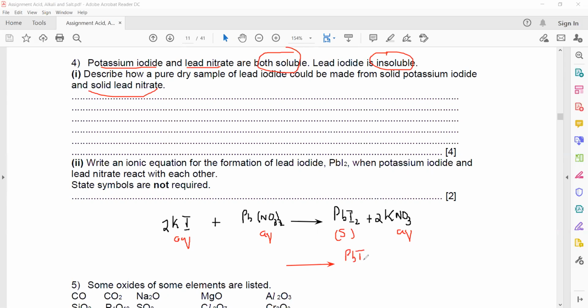Now cancel out the common ions in aqueous. Potassium is on the left in aqueous, potassium on the right, so cancel out. Nitrate is on the right, nitrate is on the left, also cancel out. So what are you left with? You are left with 2 iodide ions, because this 2 is for potassium, this 2 is for iodine as well, and you are left with 1 lead ion. So 2 iodide ions and 1 lead ion produce lead iodide. This one is the ionic equation.